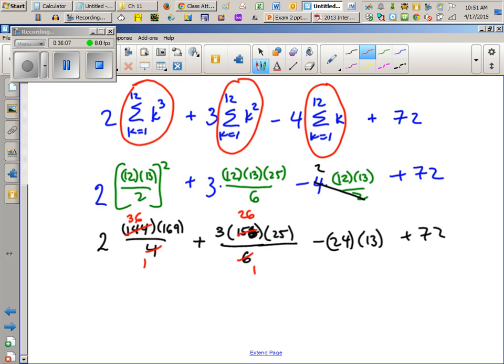I've got to multiply 2 times 36 times 169. I've got to multiply 3 times 26 times 25. I've got to multiply 24 and 13, and then I've got to do the additions. So we'll go ahead and use the calculator for that part. But you can see I could easily design a problem on the test where you don't need a calculator, if I just keep the numbers nice and small. Maybe having you plug in 12 was just too ambitious. Right? Okay, when this is all said and done, I ended up getting 13,878. Does that look right?